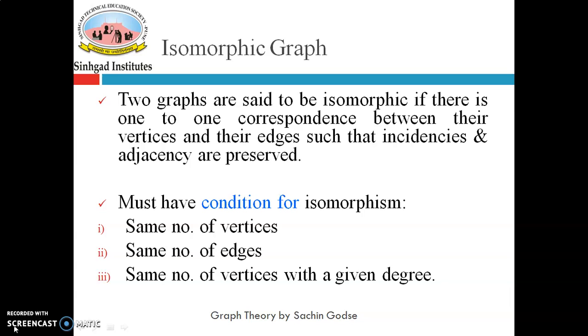First, both should contain the same number of vertices. Second, both should contain the same number of edges, and third, both should have the same number of vertices with a given degree. So if these three conditions are satisfied, then these two given graphs are called isomorphic graphs.